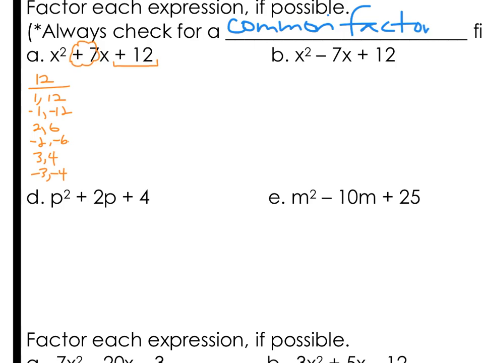Well, 1 and 12 aren't going to work, so neither will -1 or -12. 2 and 6 are close. They would give us 8, but that's not what we want. +3 and +4 would add to get us +7. So that's step 1, just kind of finding that pair that multiplies to get C and adds to get B.